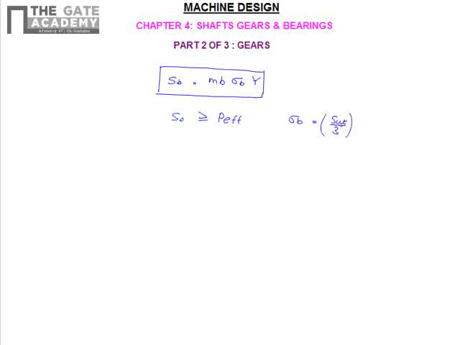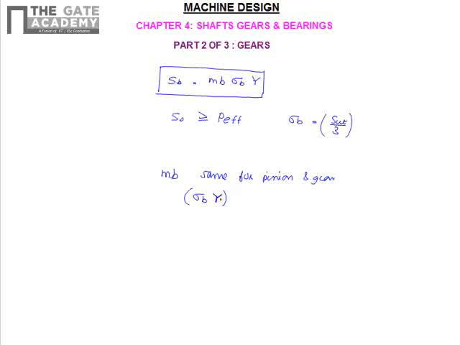Therefore, in the design of gears, it is required to decide the weaker part between the pinion and the gear. From the equation SB equals m b sigma b into Y, the m into b term will remain the same for pinion as well as gear. So the only term which decides the strength will be sigma b into Y. Whichever has a higher value of sigma b into Y will be the stronger part. The other one will be the weaker part.